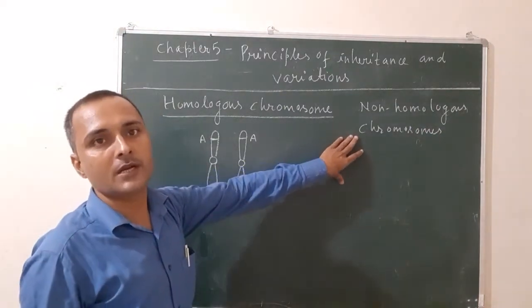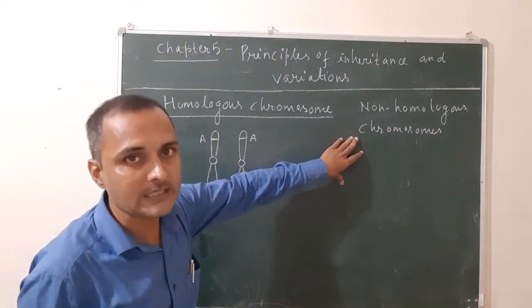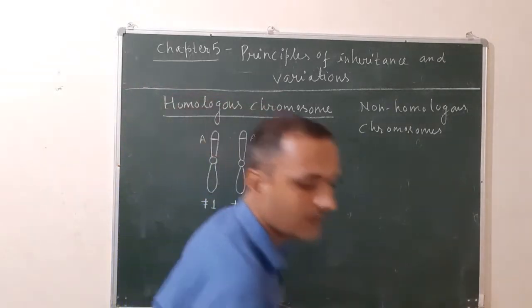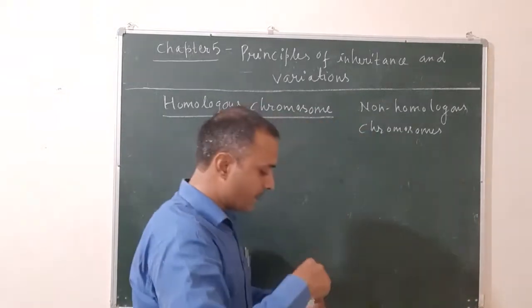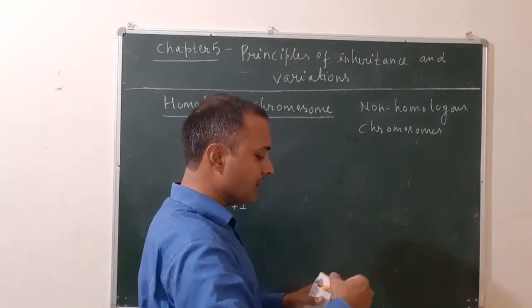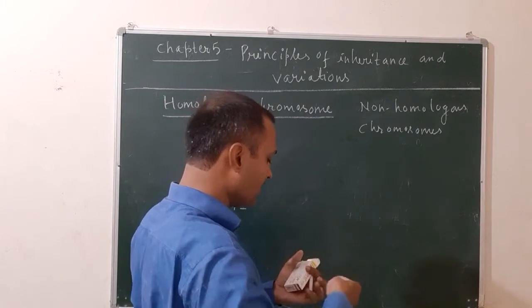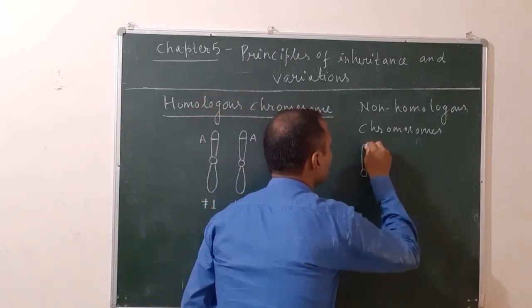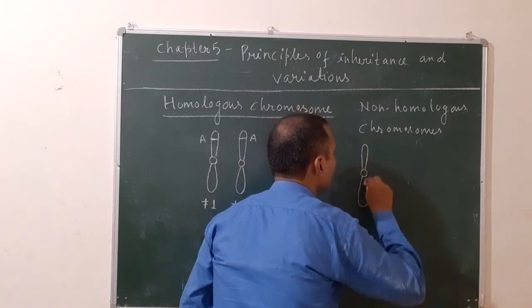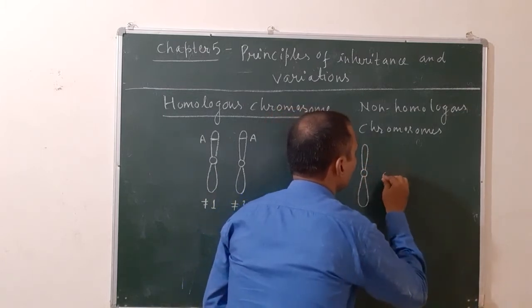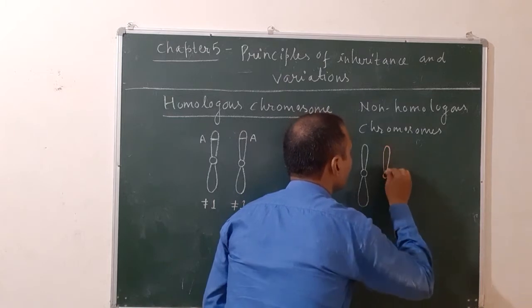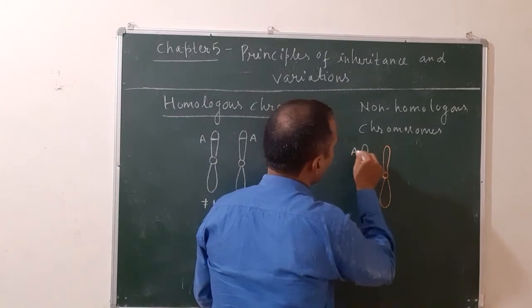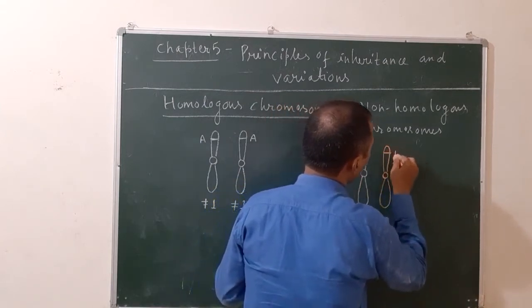A pair of different chromosomes that contain different genes is known as non-homologous chromosomes. For example, see, this is the first chromosome and this is the second chromosome. This chromosome contains gene capital A and this chromosome contains gene capital B.